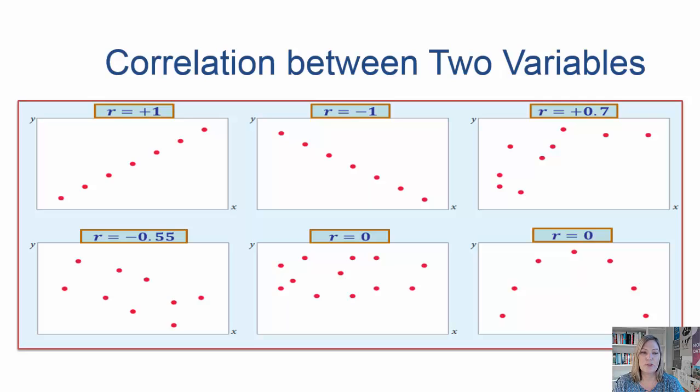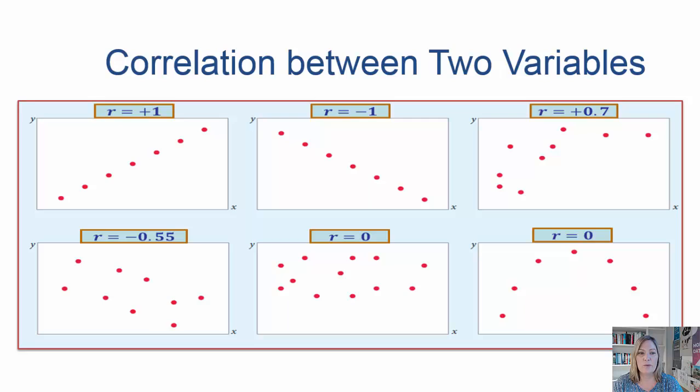Here are some scatter plots showing different relationships and the corresponding correlation coefficients. In the top left, we have a perfect positive relationship, which means as one variable increases in value, so too does the other. The corresponding correlation coefficient is +1. This is interpreted as a perfect positive relationship. The positive sign shows that it is a direct relationship, and the 1 shows that it's a perfect relationship.